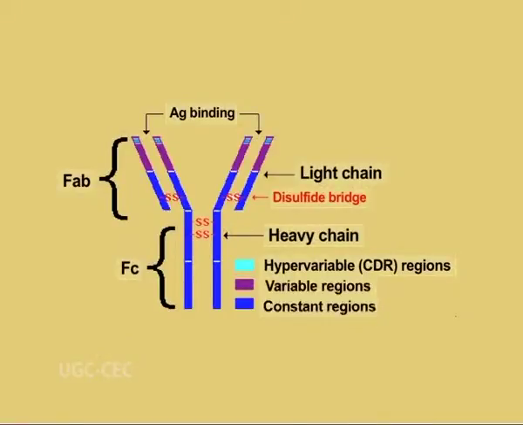Third is variable and constant regions. When the amino acid sequences of many different heavy chains and light chains were compared, it became clear that both the heavy and light chains could be divided into two regions based on variability in the amino acid sequences. These are, first, light chains. Again, these are of two types, VL and CL. VL is 110 amino acids and CL is 110 amino acids. Second is heavy chain, which is of two types, VH and CH. VH is 110 amino acids and CH is 330 to 440 amino acids.